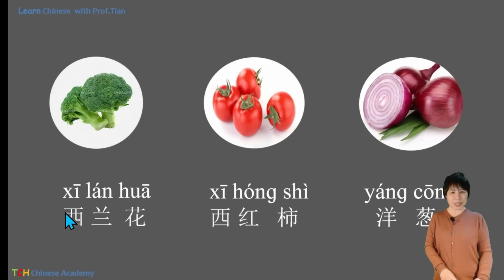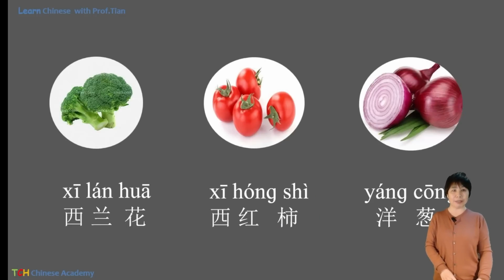西 means Western, and 花, flower. Yes, 兰花 is a certain kind of flower. So it's like a Western kind of flower thing. Yes. See, when we name something, we name it very vividly and visually. So 西兰花, Western flower. This one, 西红柿. Yes, Western red.